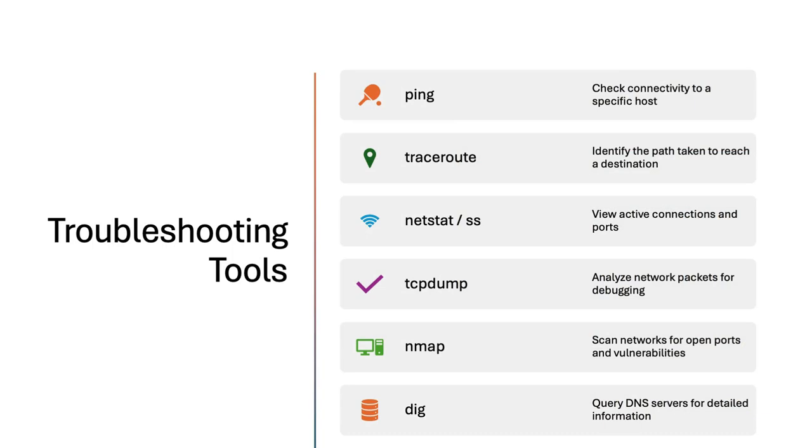Here are some common network diagnostic tools. These include ping for connectivity checks, traceroute for path identification, netstat or ss for viewing active connections, tcpdump for packet analysis, nmap for scanning networks, and dig for querying DNS servers.